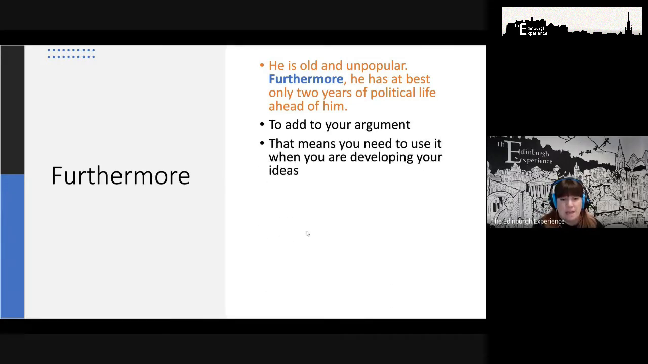And that means that you're going to use it when you want to develop your ideas or develop your topic sentence. Now, this is really important. Furthermore is an academic word.